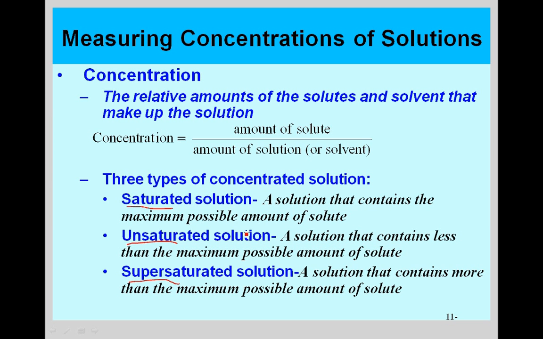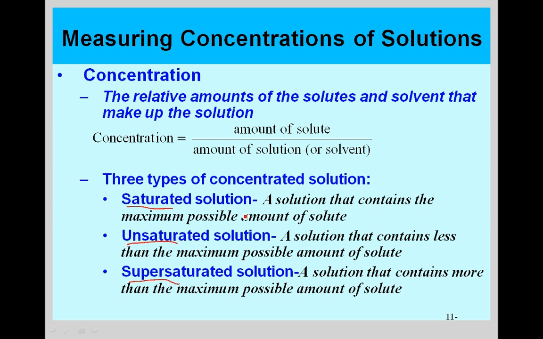If something is saturated, it contains the maximum possible amount of solute. That to me is like good sweet tea. It has just the right amount of sugar, just the right amount of flavor, but it's not too sweet. Then you have unsaturated, a solution that contains less than the maximum possible amount of solute. That would be what we would call weak Kool-Aid, or not so good tea. And then supersaturated is a solution that contains more than the maximum possible amount. This is what I call diabetic in a cup. When the tea is so sweet that you see the sugar crystals still floating at the bottom, that would be supersaturated.